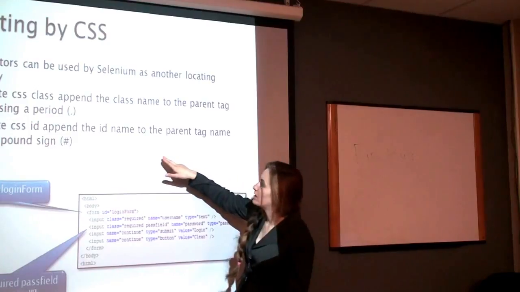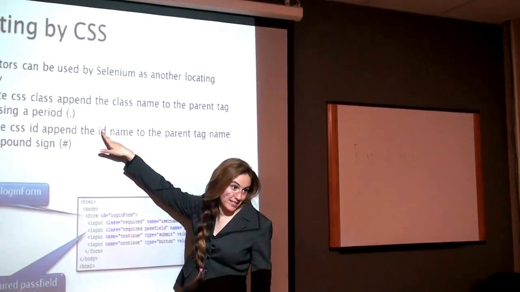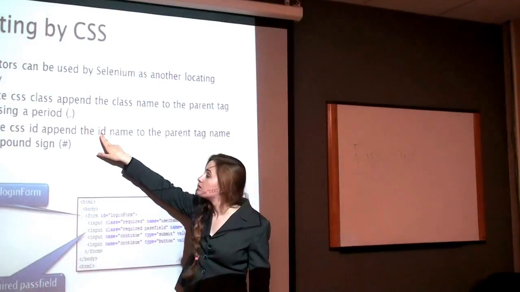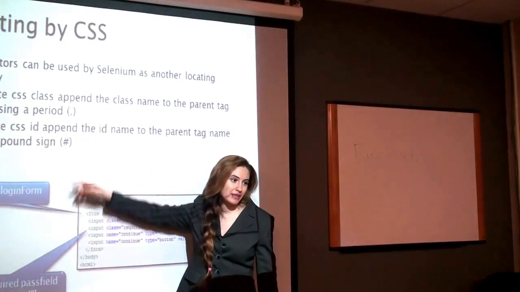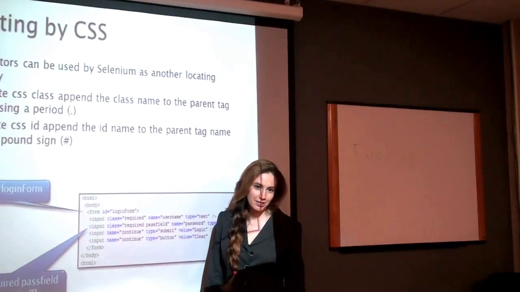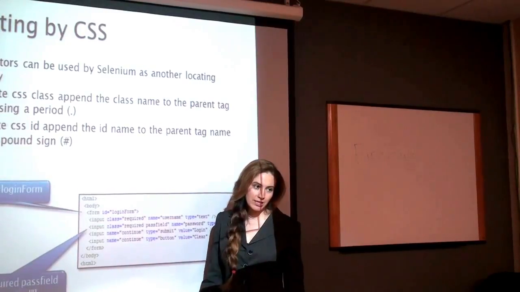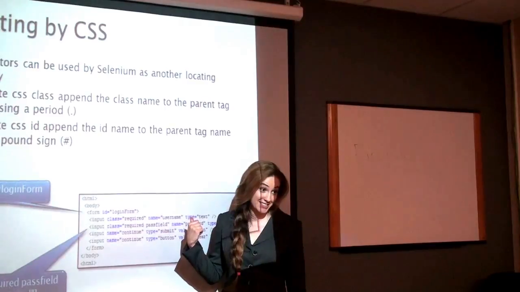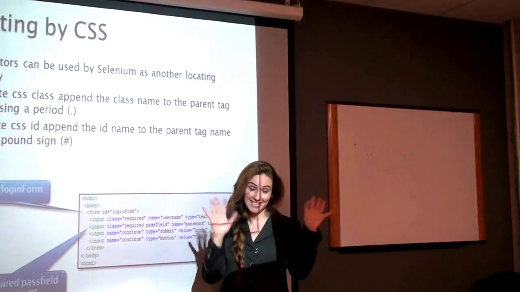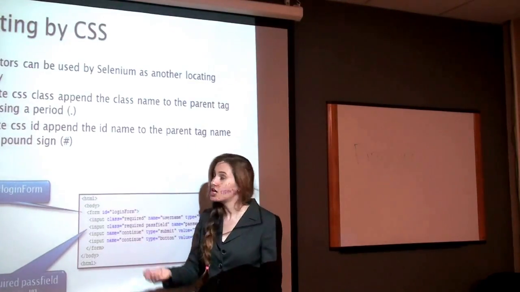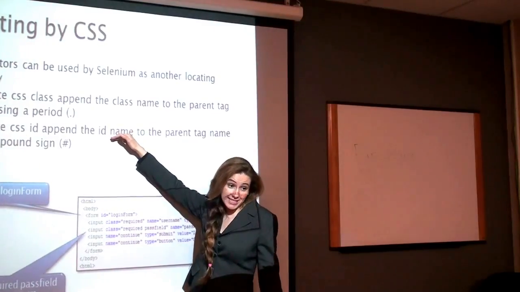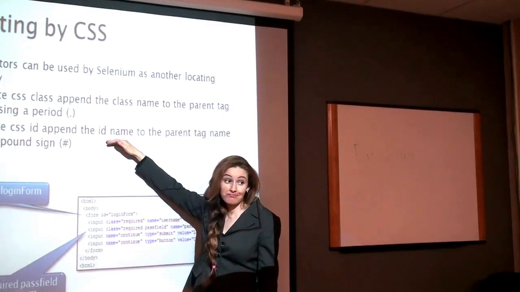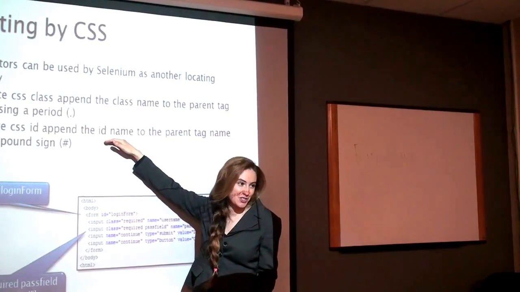Now this one is a little weird. It allows us to use ID also, to append it to the name. But if we have an ID and it's unique, do we really want to use CSS? No, we can just use the ID. We don't have to go with that whole CSS equals business. I put this out there so you know that it exists. But chances are, if you have a unique ID, you should use the unique ID. You shouldn't use all that other stuff.